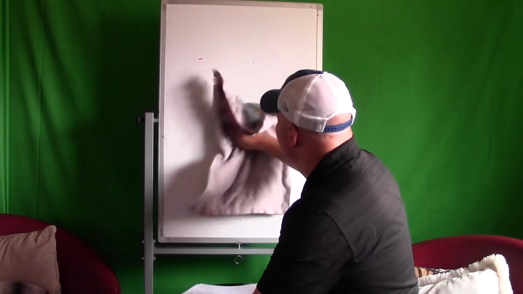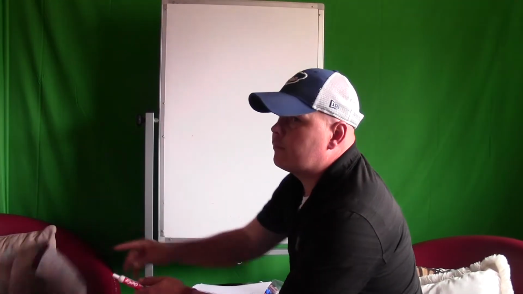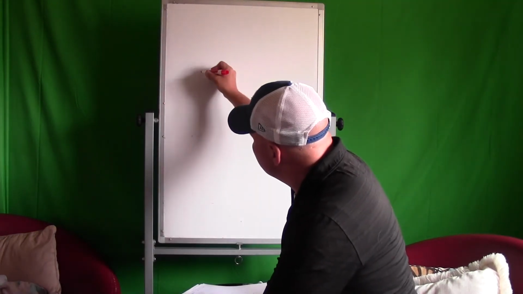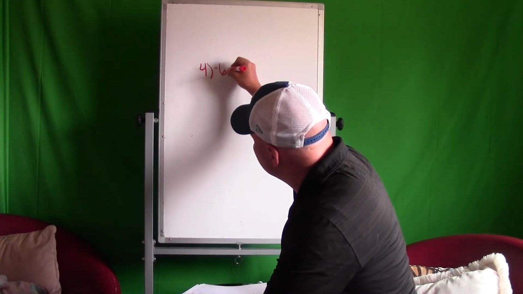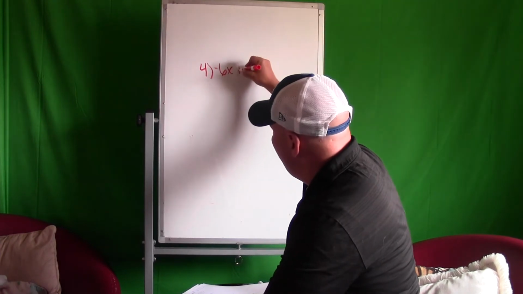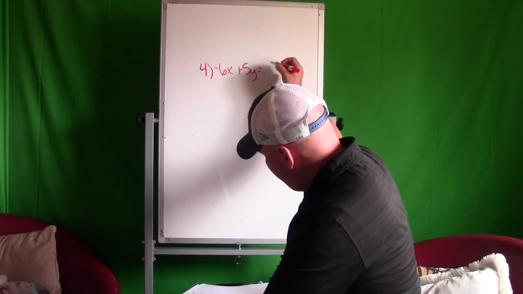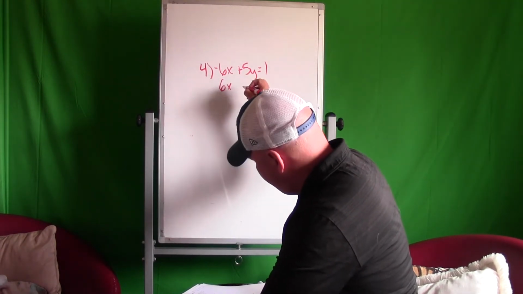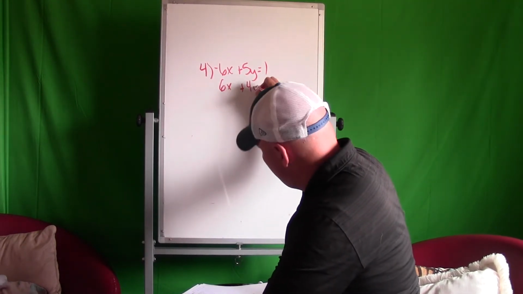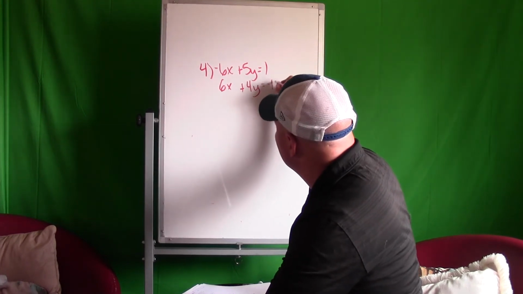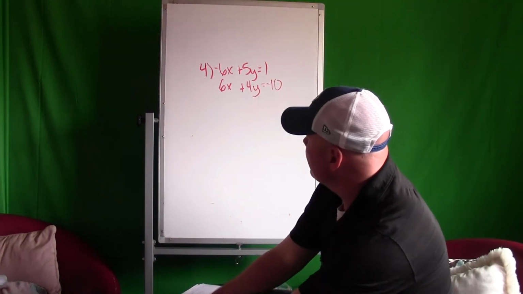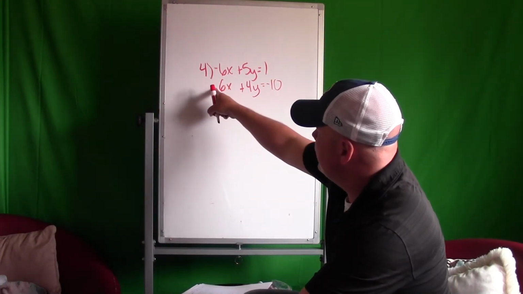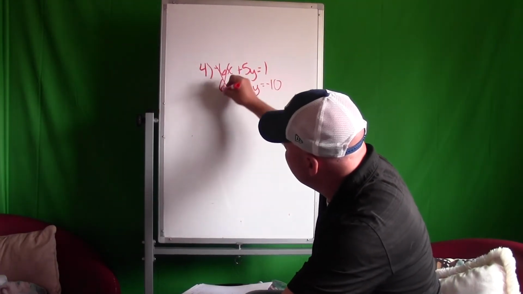Here we go. Okay, I have, in this case, number 4 was negative 6x plus 5y equals 1. And I had positive 6x plus 4y equals negative 10. Again, I'm looking at which ones to see which one I can eliminate. In this case, negative 6 and positive 6 are opposites, so they eliminate.